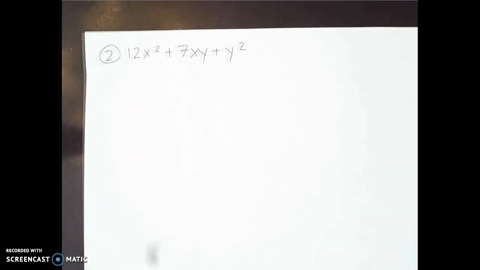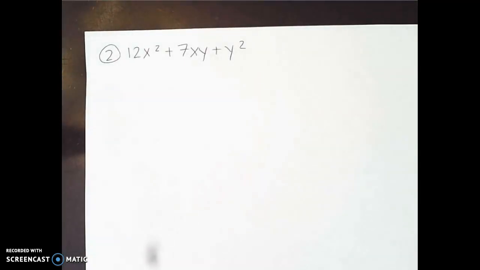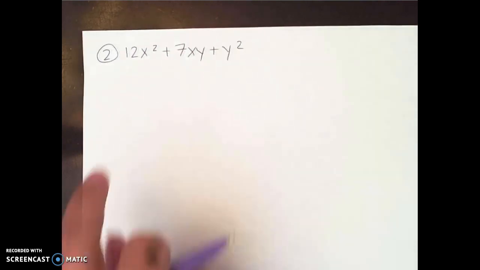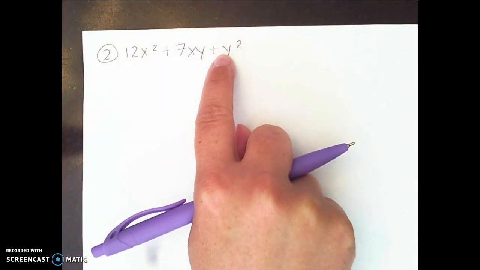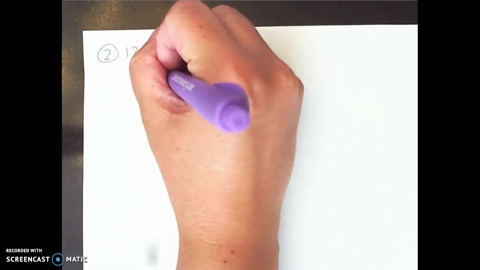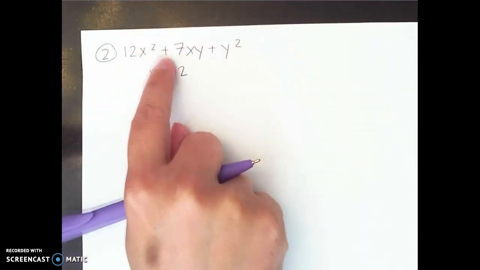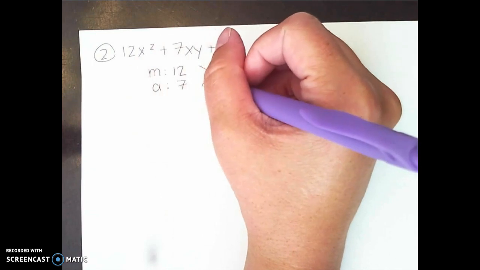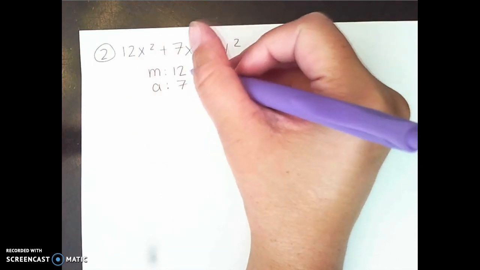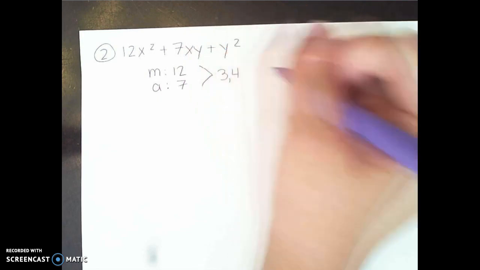We'll do this example here, 12x squared plus 7xy plus y squared. So this one's a little bit different with 2 variables, but we can do it in essentially the same way. We're going to multiply the first coefficient times the last coefficient. So 12 times 1 is just 12. So we want to multiply to 12, and we want to add to the middle coefficient, so positive 7. And then my factors that will work are positive 3 and 4.